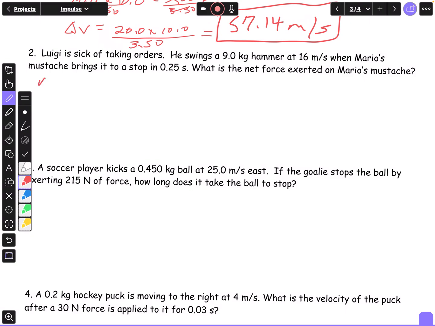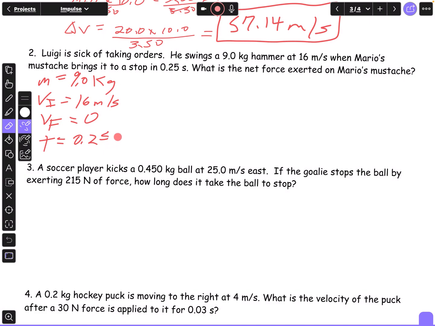If I write down my givens, my mass is 9.0. And it swings at 16 meters per second. That's going to be my initial velocity. And Mario's mustache brings it to a stop in 0.25 seconds. If it comes to a stop, my final velocity is going to equal 0. Then it's coming to a stop in 0.25 seconds. And then it's asking me to solve for my force.